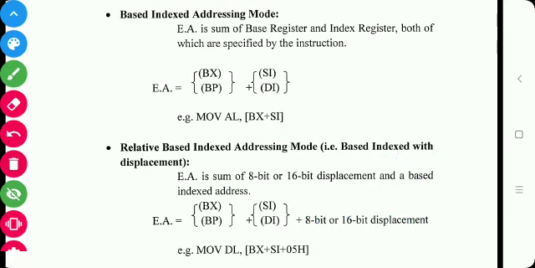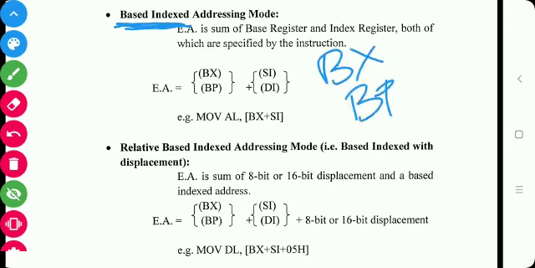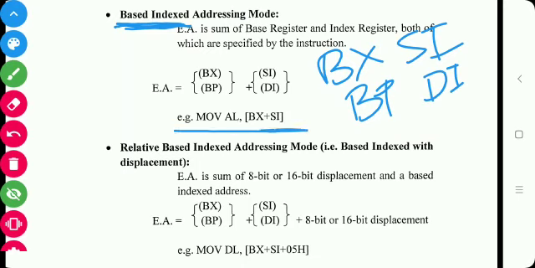effective address is the addition of one base register and one index register. As the name indicates, the effective address is the addition of one base register and one index register. The base register may be BX or BP, and the index register may be the source index register or destination index register. The example is MOV AL, [BX + SI]. Here the effective address is the addition of the BX register and the SI register. That is why it is called the based index addressing mode.